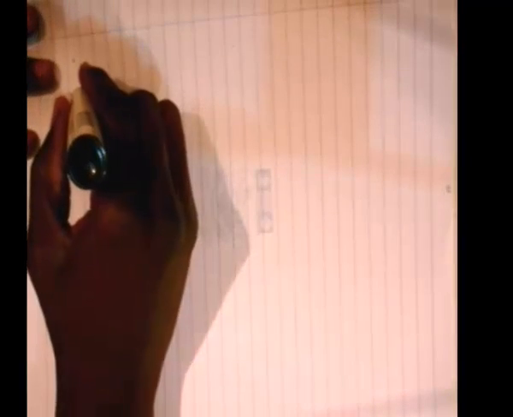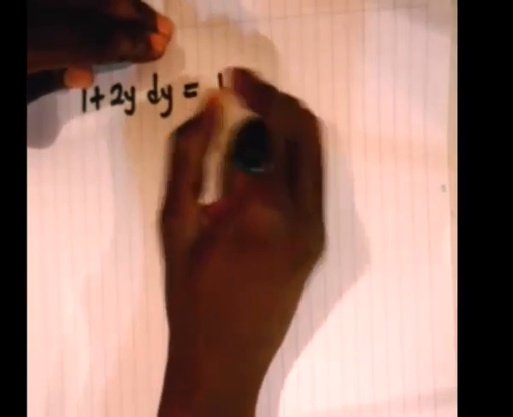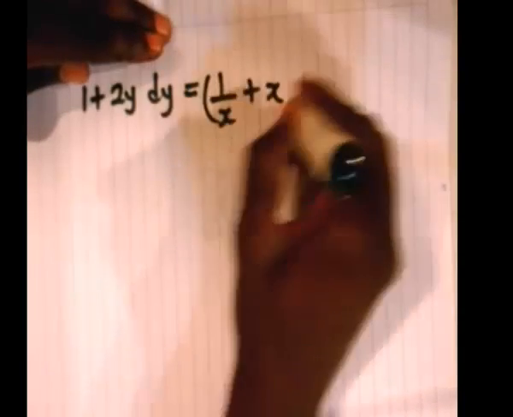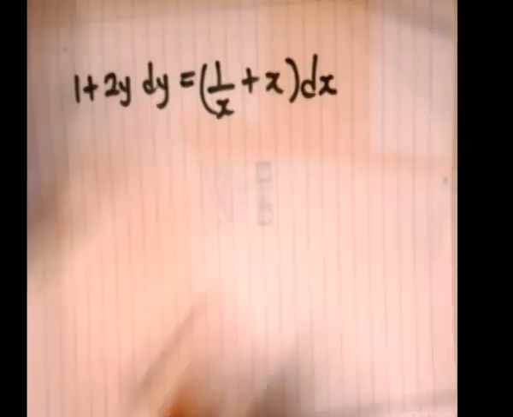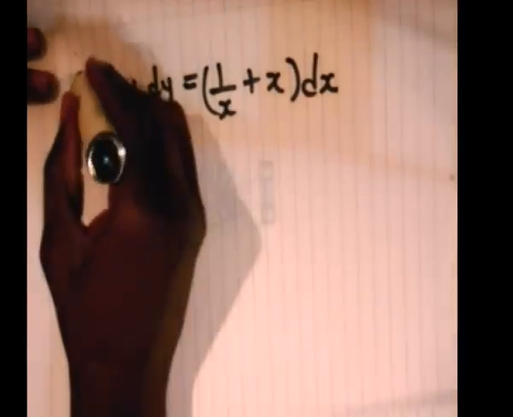Then we have (1 + 2y) dy = (1/x + x) dx. We have been able to successfully separate them. What's the next thing to do? Integrate both sides.